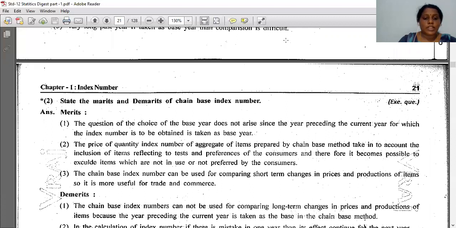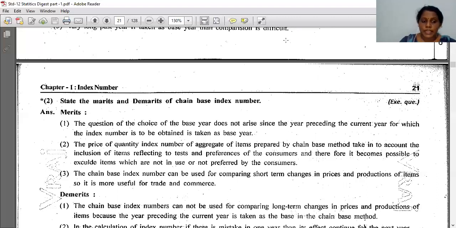The price or quantity index number of aggregate of items prepared by the chain-based method takes into account the inclusion of items reflecting the taste and preferences of the consumers, and therefore it becomes possible to exclude items which are not in use or not preferred by the consumers. Then third is, the chain-based index number cannot be used for comparing short-term changes in prices and production of items, so it is more useful for trade and commerce.